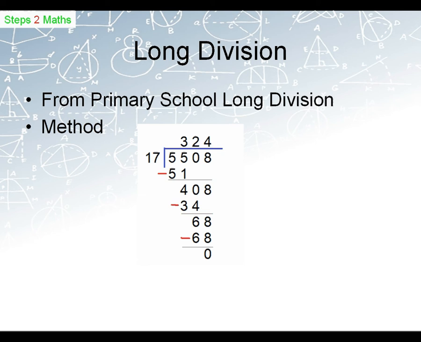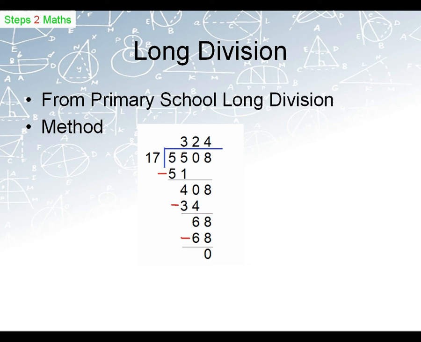So then we move on to the next digit, the 8, and ask the question, how many times does 17 go into 68? The answer is 4, and you get 4 17s is 68. We'd subtract the 68 and find that there was no remainder, meaning that 17 goes evenly into 5,508 324 times. Okay, so that's the method.